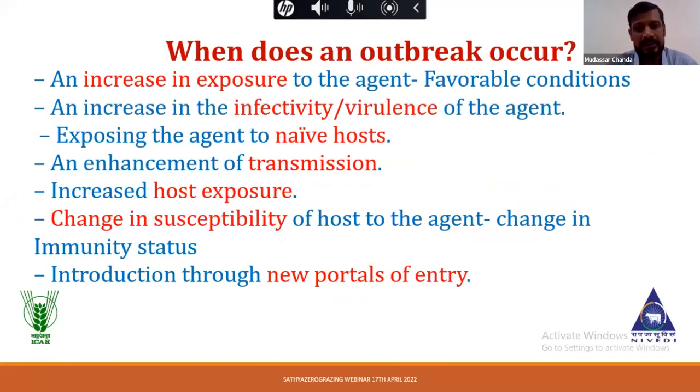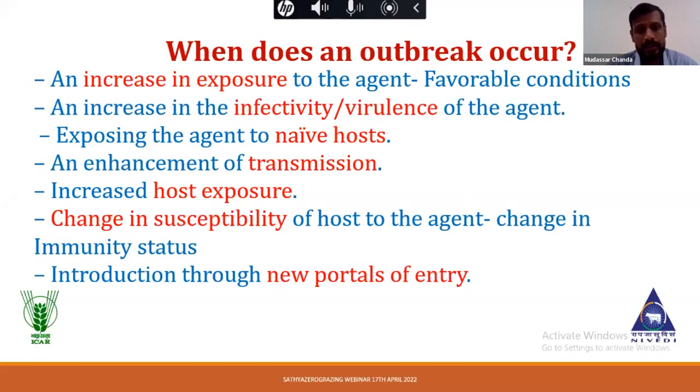If you have many villages or one village, you see that outbreaks do not happen every month or every day. When does it happen, and why does it happen at a particular point in time? These are general points to remember. It is not specific to any bacteria or virus or parasite. There must be some exposure to the agent. That means some favorable conditions. You all know, for many diseases, you have some temperature fluctuations or rainfall fluctuations that will increase the exposure of that particular agent to the susceptible host.